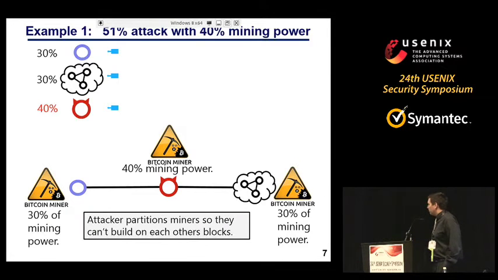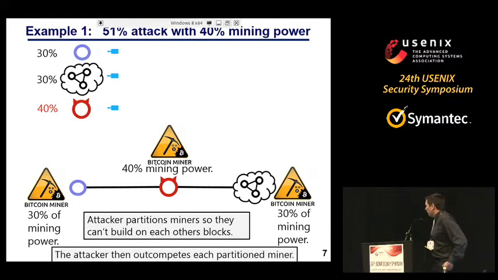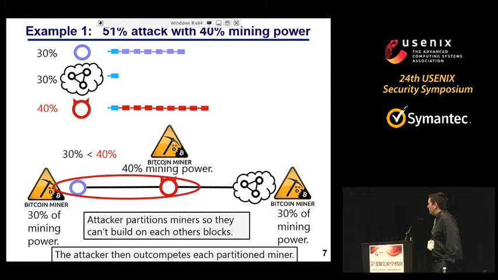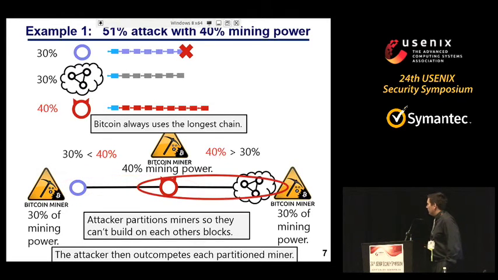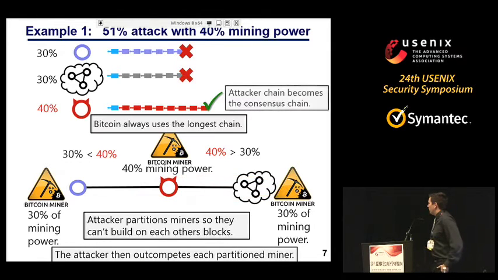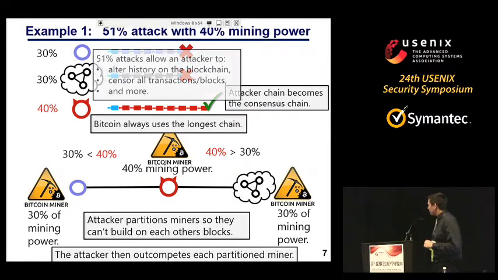The first thing the attacker does is partition the network so that the two other parties can't build on each other's blocks. The attacker can then outcompete each miner individually. Because the attacker has 40% of the mining power, it'll generate a longer blockchain than the purple node. Bitcoin always uses the longest blockchain, and it can perform the same attack against the rest of the network. So the attacker's blockchain will become the consensus chain. This is equivalent to a 51% attack because the attacker can ensure only the attacker's blocks are added to the blockchain. So the attacker could choose not to include any transactions in the blockchain and Bitcoin would just stop working, or the attacker could use this to undo history in the blockchain and lots of other bad things.